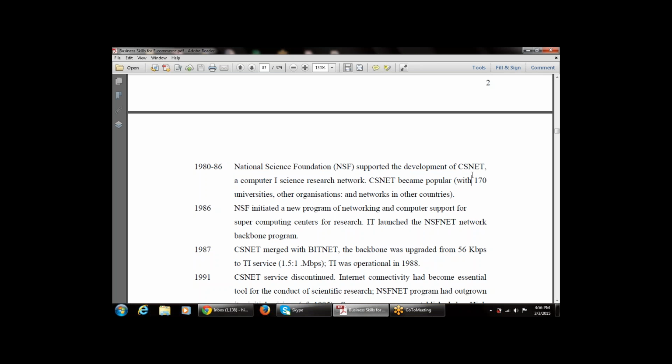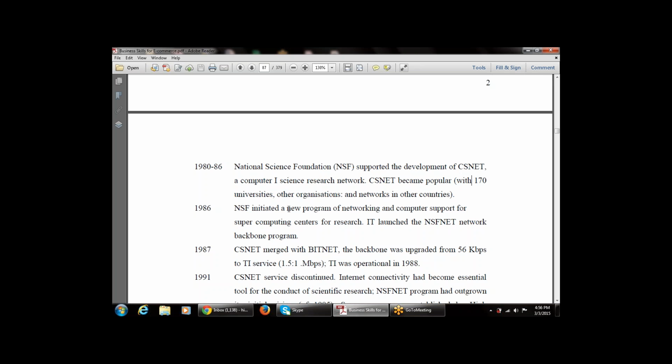So in 1980-86, that is for 6 years, the NSF, that is the National Science Foundation, supported the development of CSNet, a computer science research network. That is a computer science research network that became popular with 170 universities, other organizations, and networks in other countries. That is CSNet.